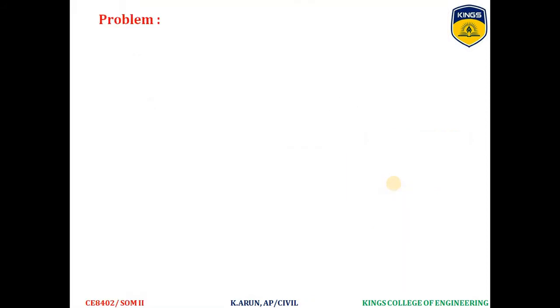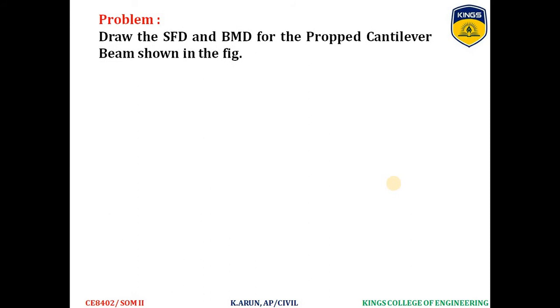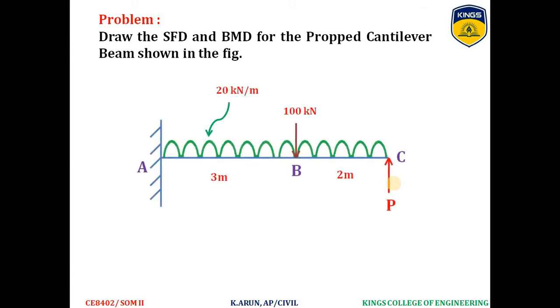So now we are going to solve a problem. Draw the shear force diagram and bending moment diagram for the propped cantilever beam shown in the figure. So this is the problem they have given. We can see the total length of the span is 5 meter. The UDL is acting throughout the beam.